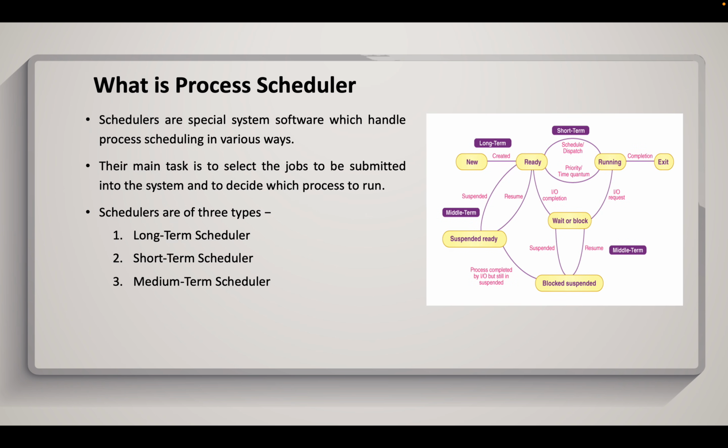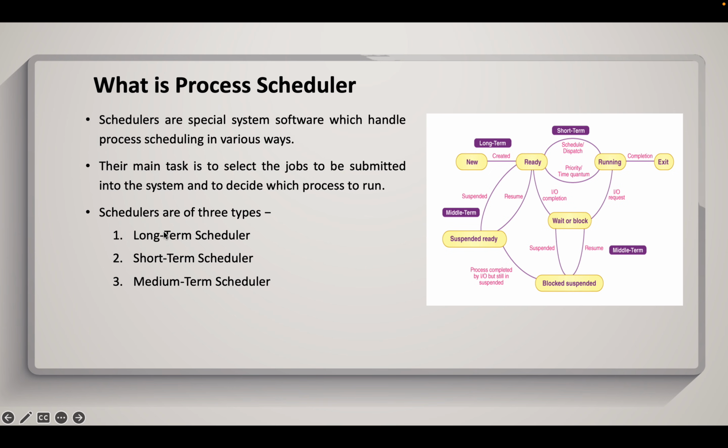Next, what is a process scheduler? As I told earlier, a scheduler is software which handles the process scheduling concepts. Its main task is to select the job and submit it to the system, and decide which process to run next. There are three types of scheduler: long-term scheduler, short-term scheduler, and medium-term scheduler.